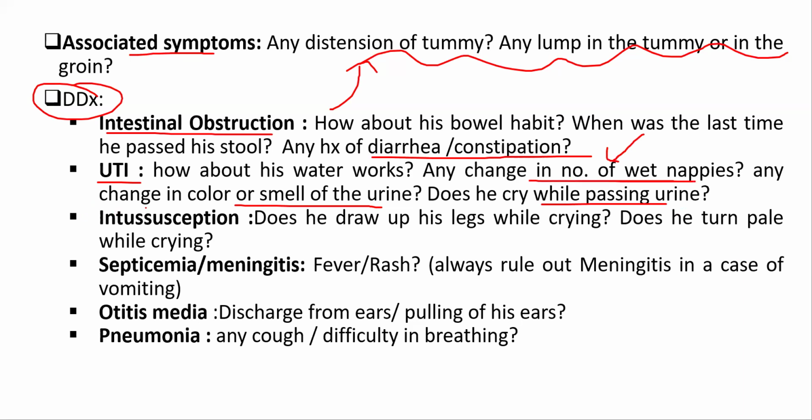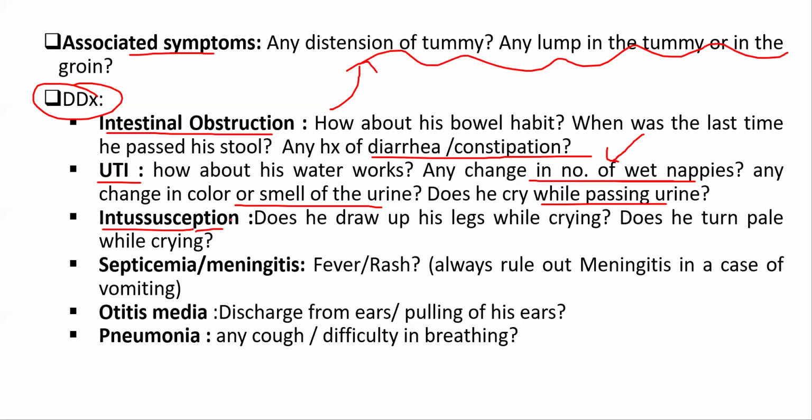And for UTI, sometimes parents can say that the urine smells a bit funny or the child cries while passing urine. So these are signs of a likelihood of a urinary tract infection. Okay, so ask about bowel and bladder. Then go for other differential diagnosis. So for intussusception, we ask, does he draw up his legs while crying? Does he turn pale while crying?